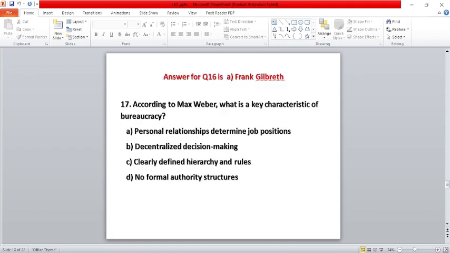Question number 17. According to Max Weber, what is the key characteristics of bureaucracy? A. Personal relationships determine the job positions. B. Decentralized decision making. C. Clearly defined hierarchy and rules. D. No formal authority structure. The answer for question number 17 is C. Clearly defined hierarchies and rules.